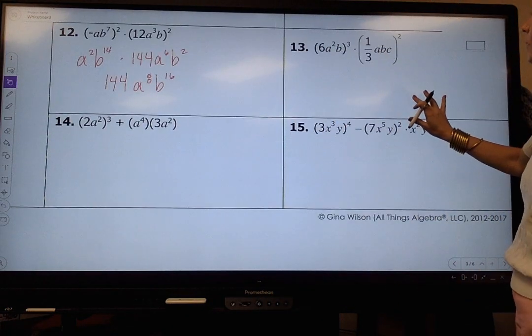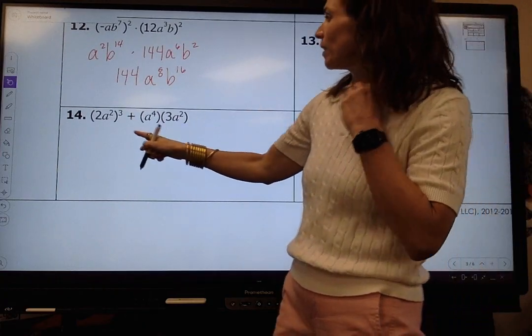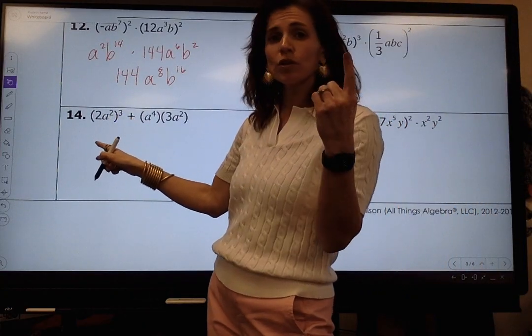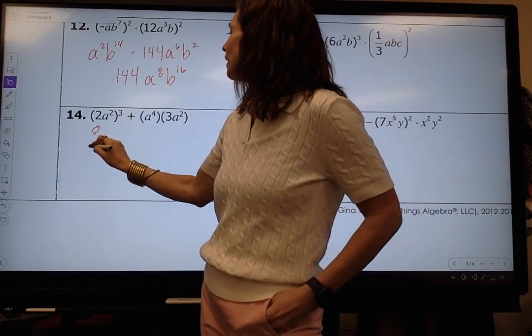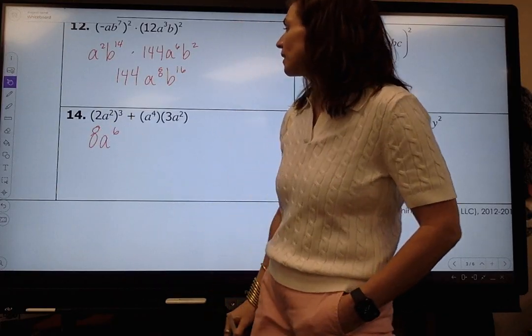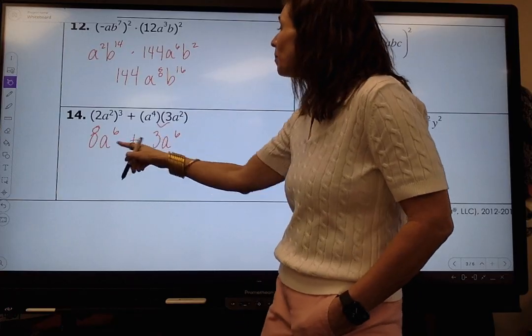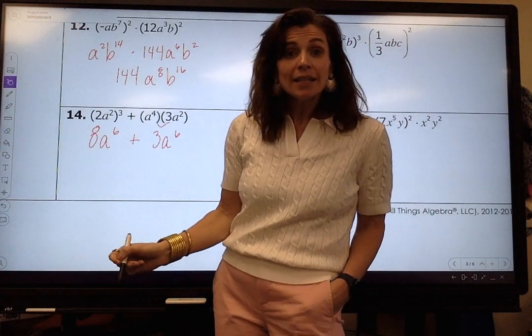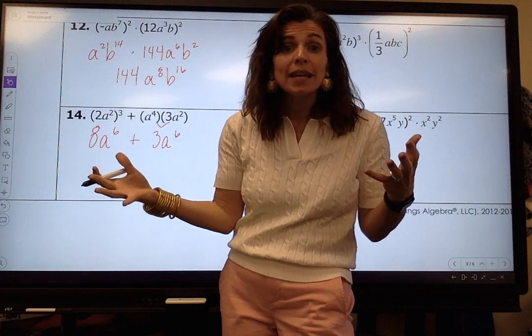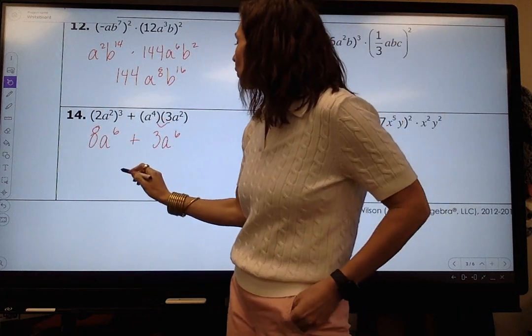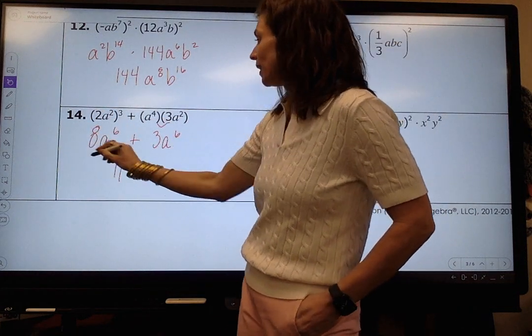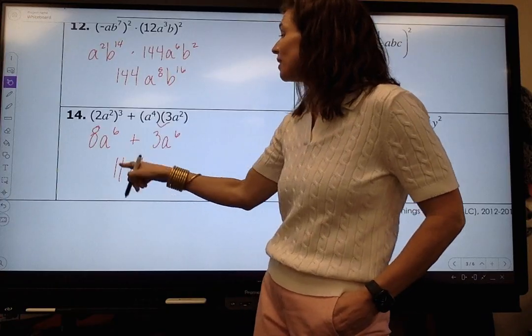Okay? All right. Let's look at number 14. 2 to the third power, 2 times 2 times 2 is 8. And then I get a to the 6th. Here I have 3a to the 6th. Am I allowed to add these? Yes, my exponents are exactly the same. So remember, I'm going to add my coefficients, and my exponent does nothing.